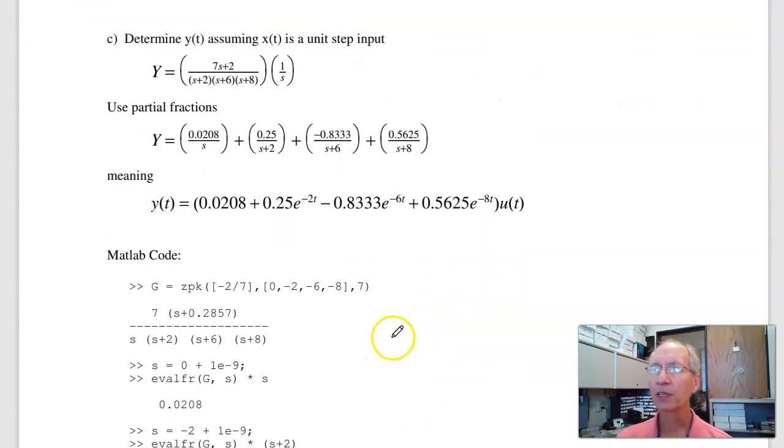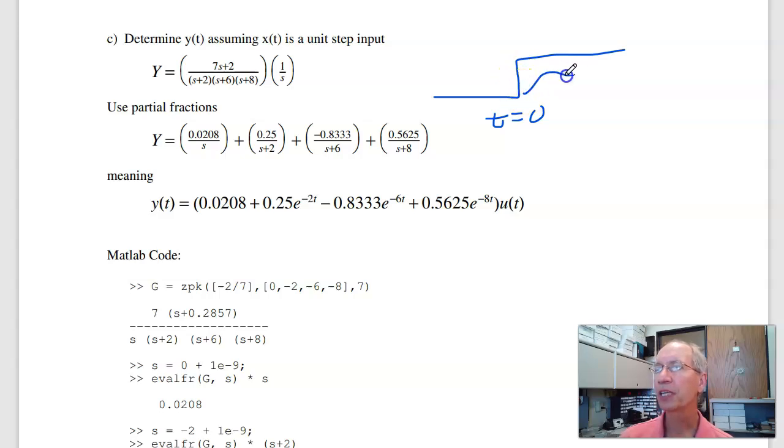Part C is find the step response. Now this is where Laplace comes in. At a step response at t equals 0, I kick it. So I have a steady state solution and a transient solution. To find it, I replace x with the Laplace transform of a step, 1 over s. This isn't in my table of Laplace transforms, so do partial fractions. Then take the inverse Laplace transform. This is 0.02, 0.25, e to the minus 2t, and so on. And here's my answer.